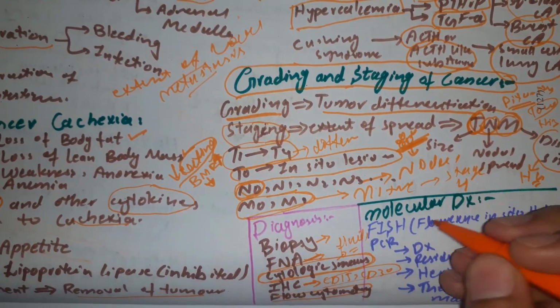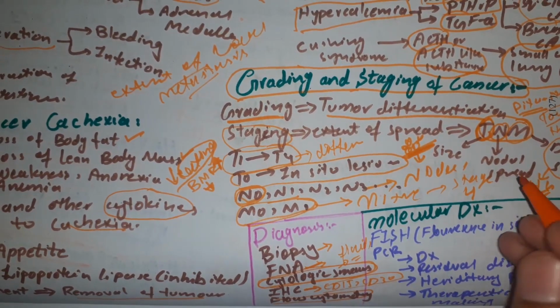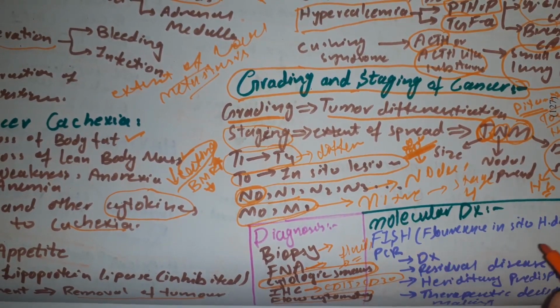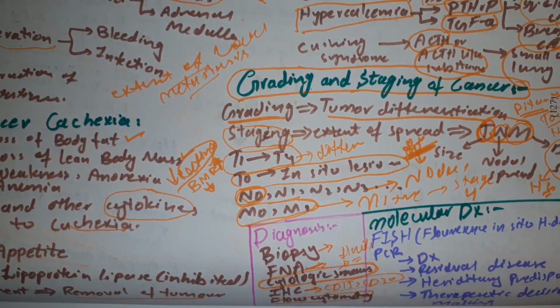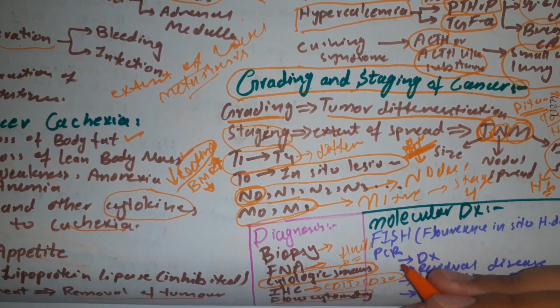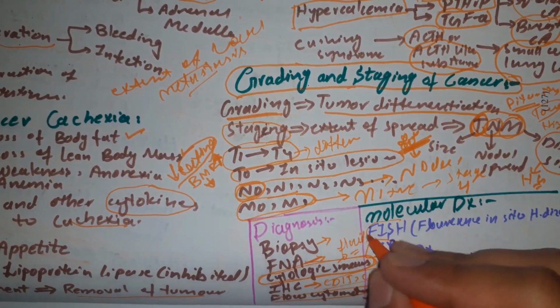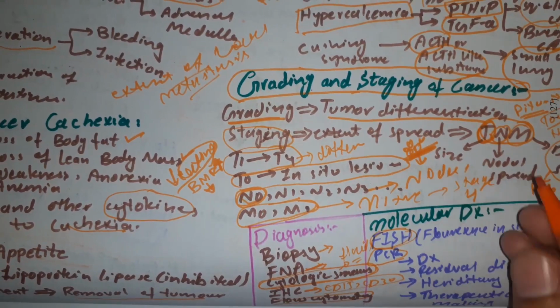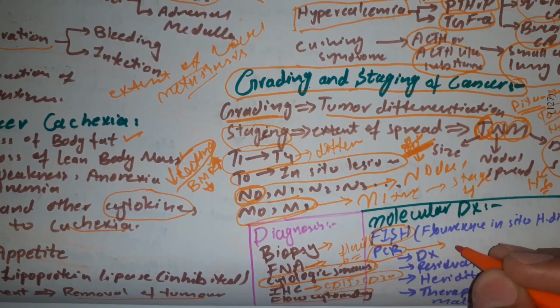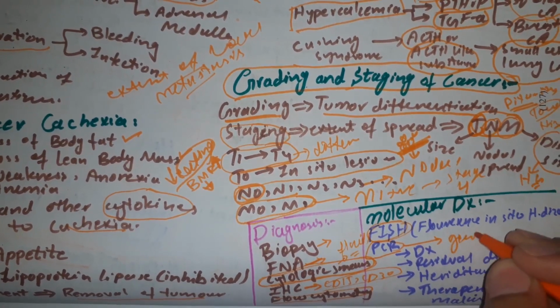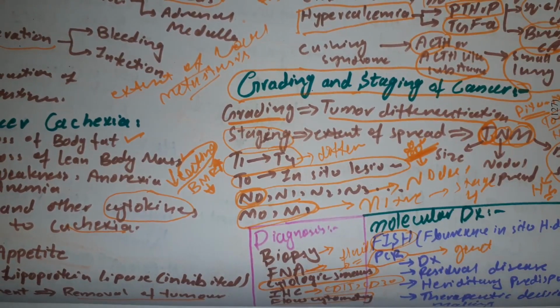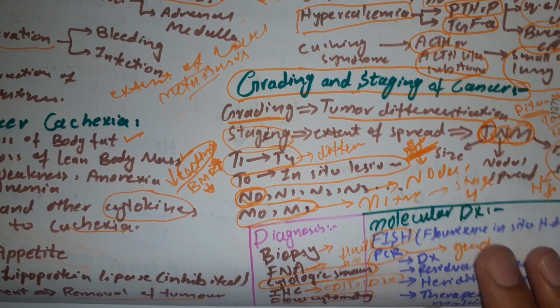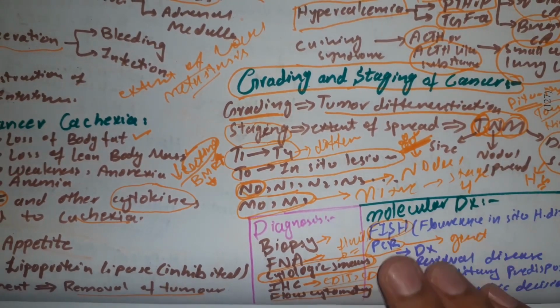Next, diagnosis of tumor can also be done by molecular analysis, which is done by FISH and PCR techniques. FISH is fluorescent in situ hybridization, only the name is enough, and PCR is polymerase chain reaction. These two technologies are used in the diagnosis of tumors. They basically analyze the genetic abnormalities in the tumor. For example, different kinds of translocations or point mutations, or genetic disturbances are analyzed in molecular diagnosis using FISH and PCR techniques.